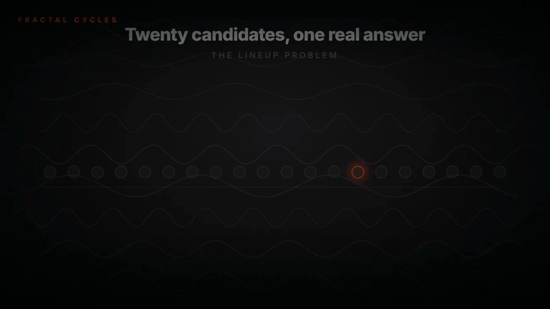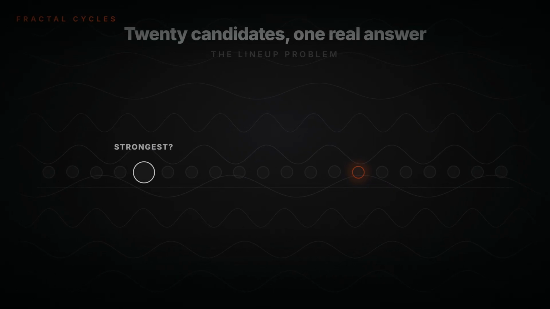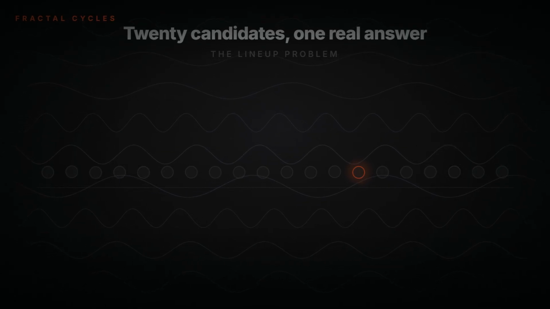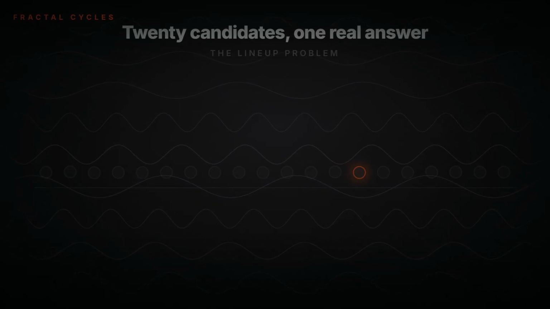For a long time, I tried to spot the guilty one by looking at a single clue. Perhaps the strongest cycle was always the real one, or perhaps the best behaved one was. I tested every version of that idea, and on an ordinary day, none of them worked, because no single clue reliably points at the right cycle.